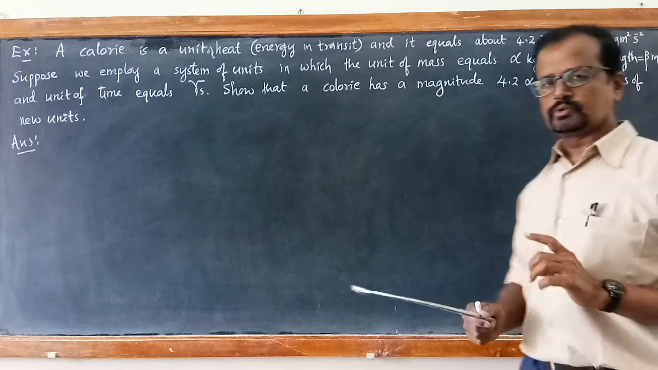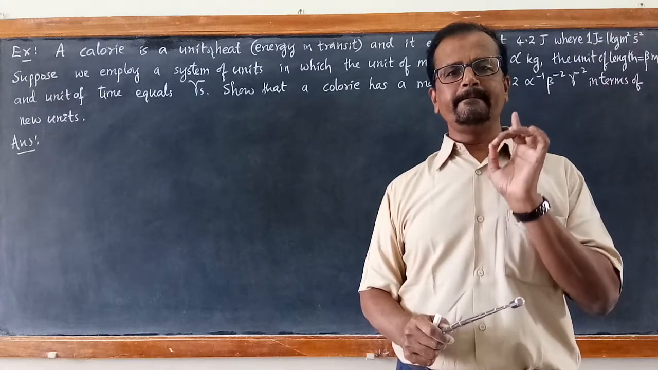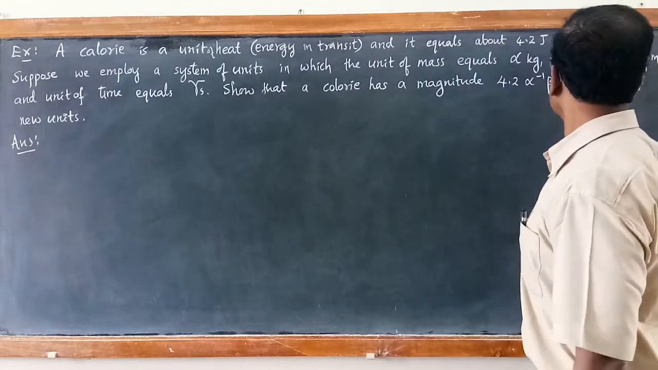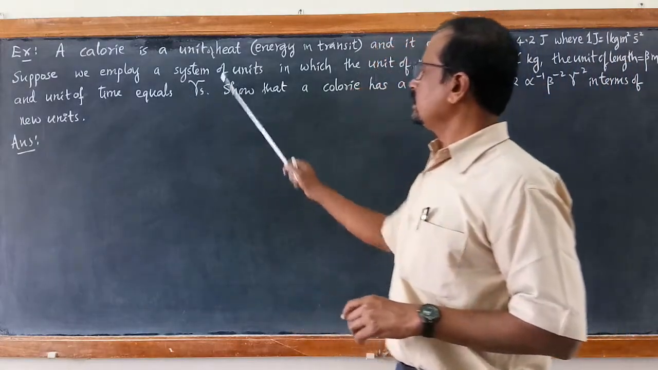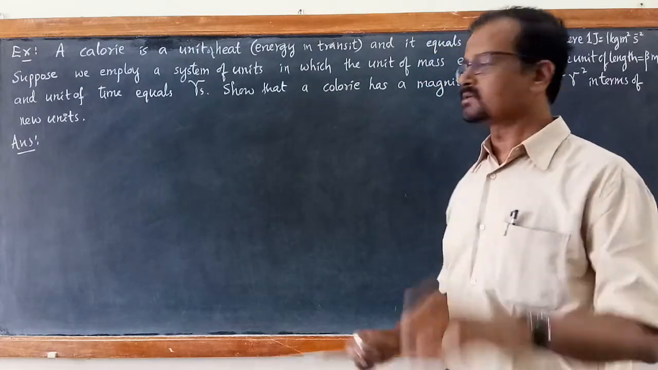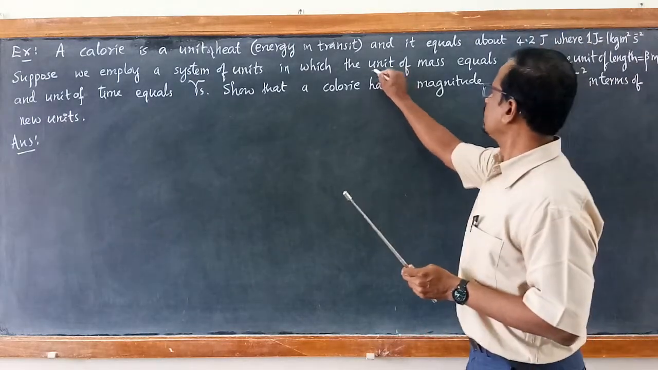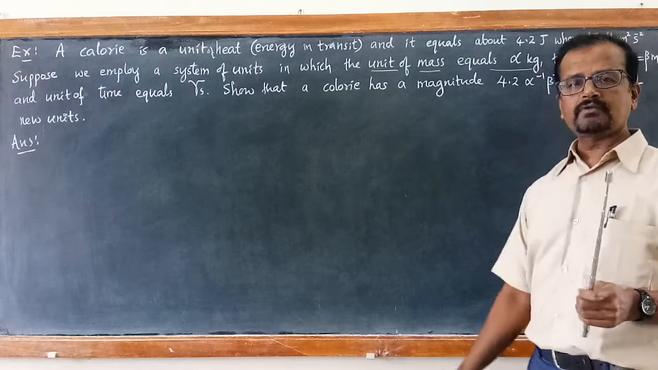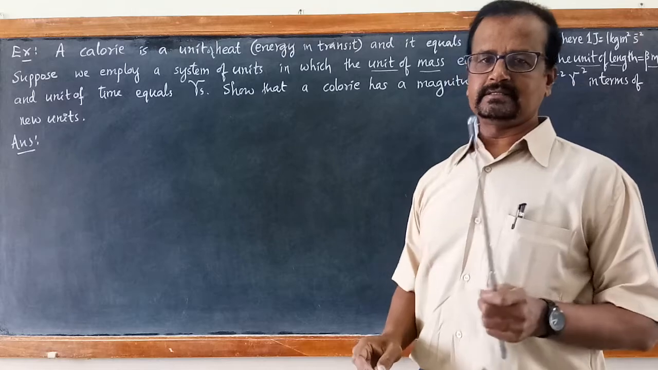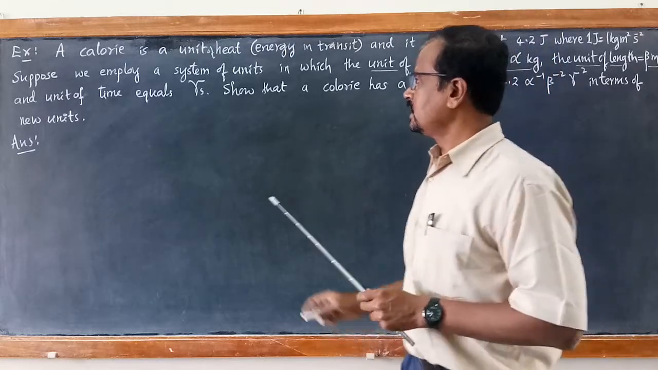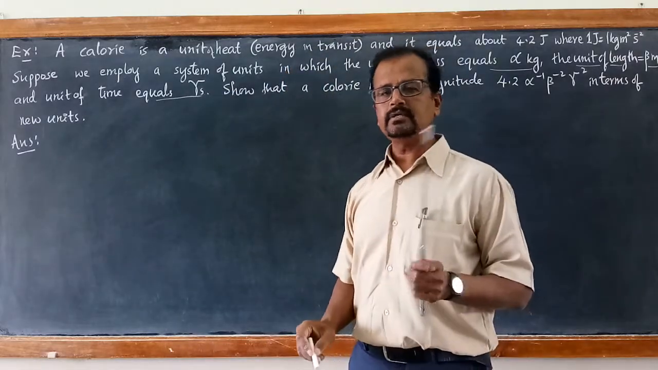And we know what is 1 joule. 1 joule is equal to 1 Newton meter. 1 joule is equal to 1 kg meter square per second square. It is given. Suppose we employ a new system of units wherein the new unit of mass equals alpha kg, the new unit of length is equal to beta meter, and the new unit of time is equal to gamma second.